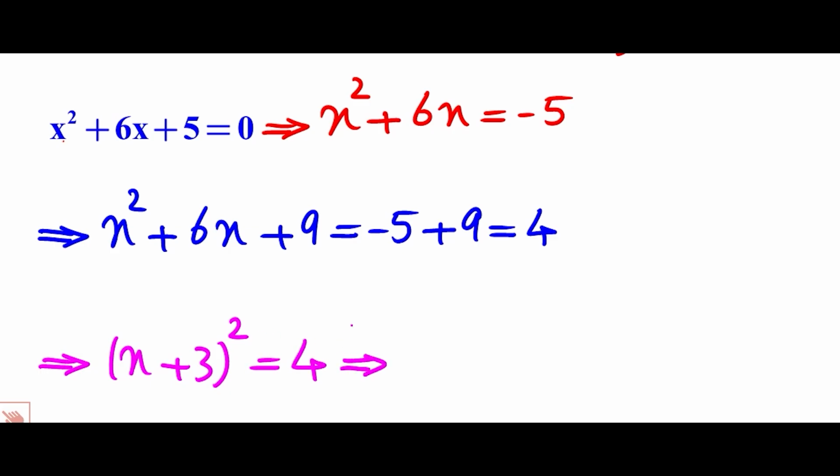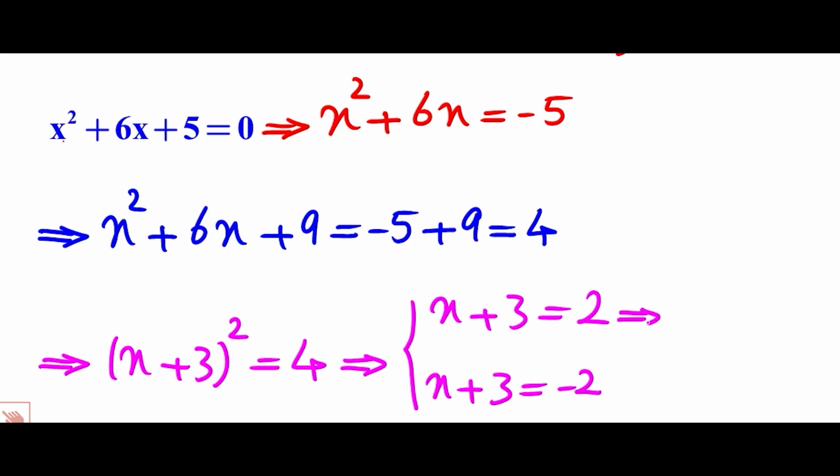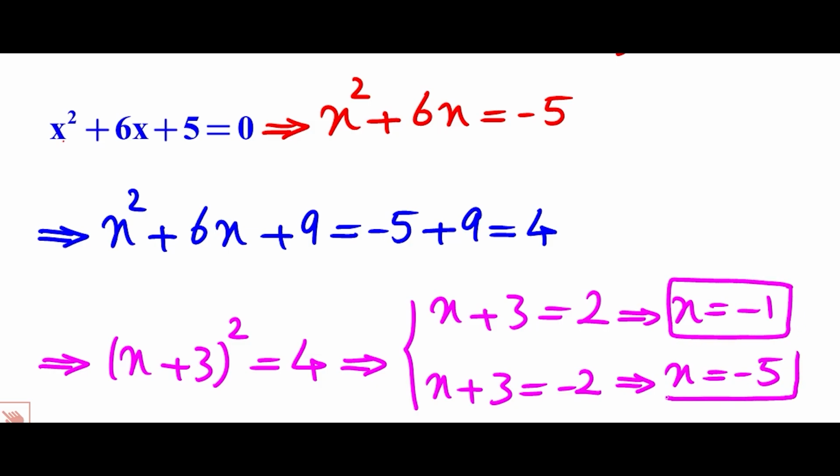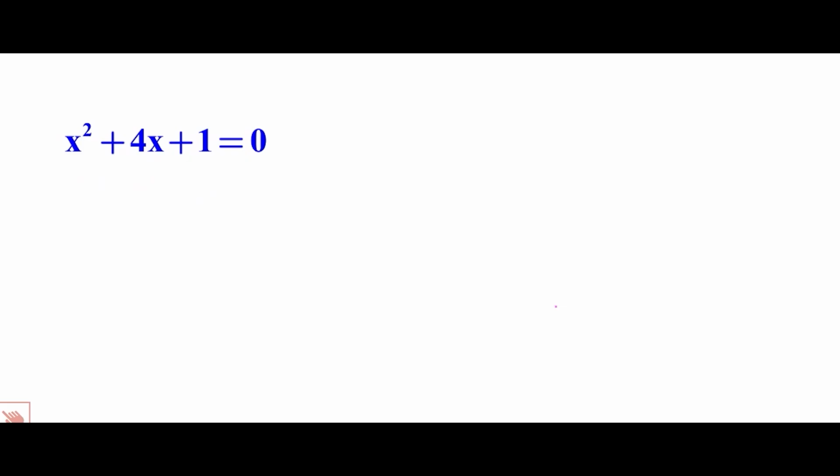Now take the square root of both sides. We have x plus 3 equals 2, or x plus 3 equals negative 2. So x is negative 1 or x is negative 5. Right? Or x squared plus 4x plus 1 equals 0.